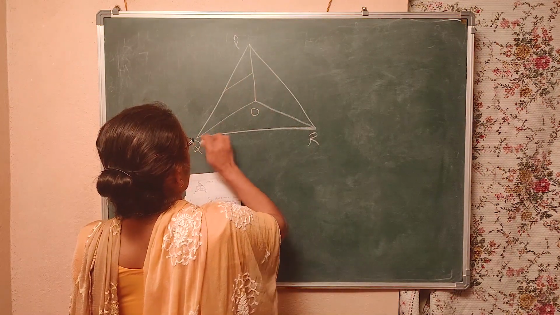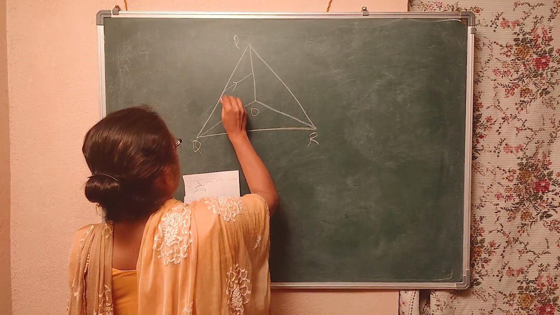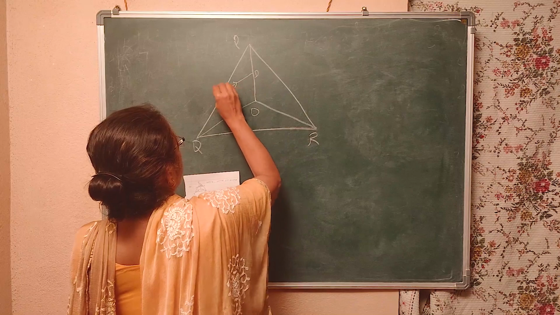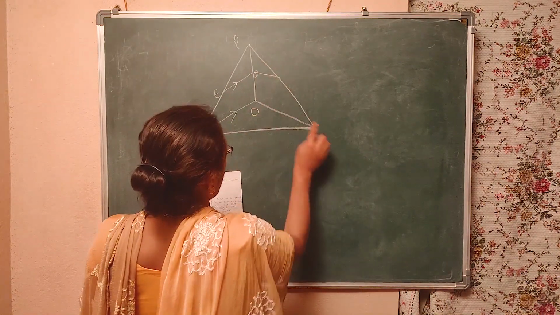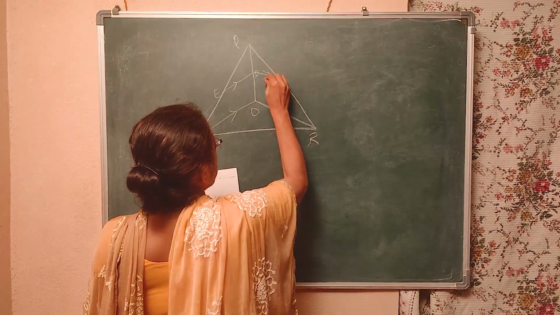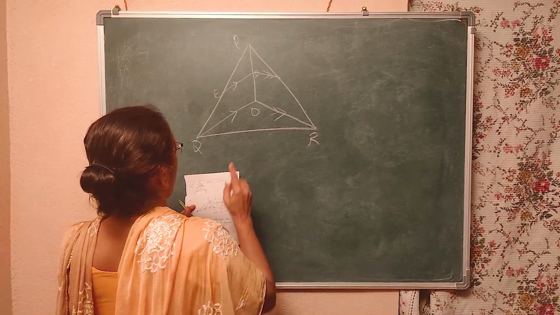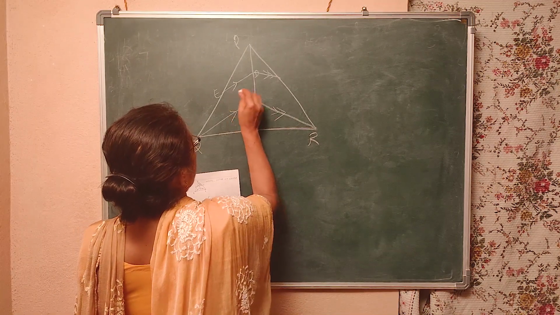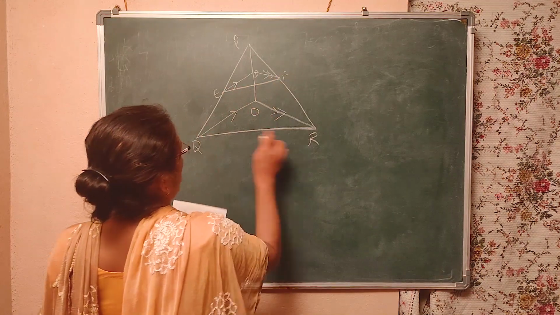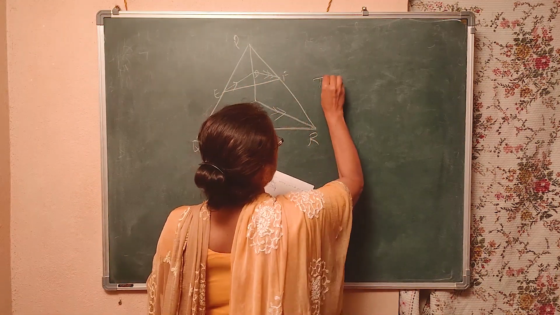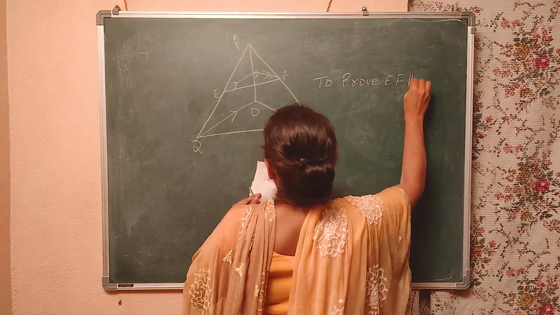DE is parallel to OQ. This is parallel to this. And they have named it as DE. And DF is parallel to OR. And they have asked to prove that EF is parallel to QR. To prove EF parallel to QR.